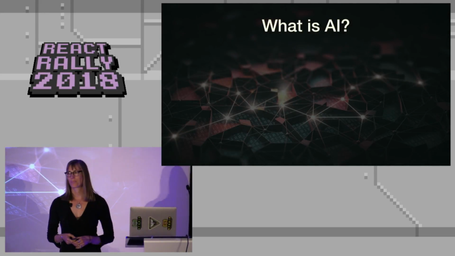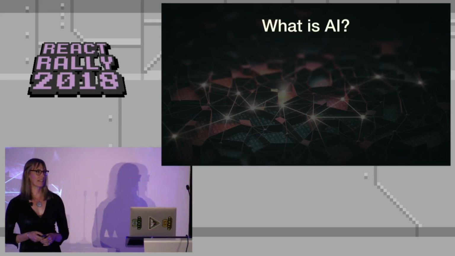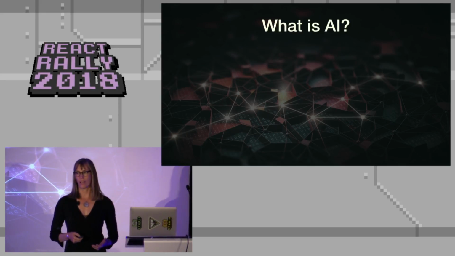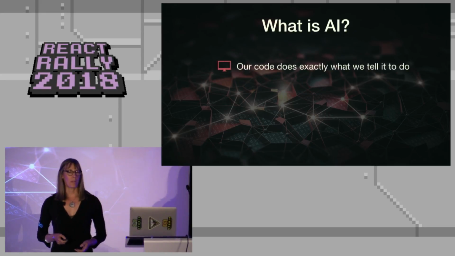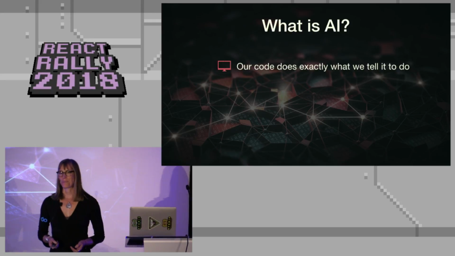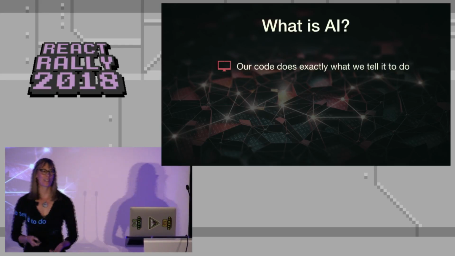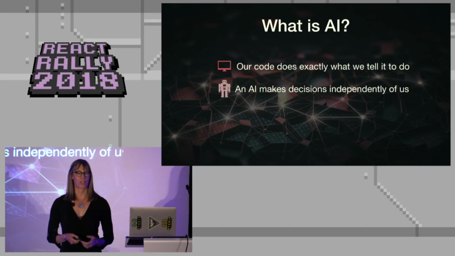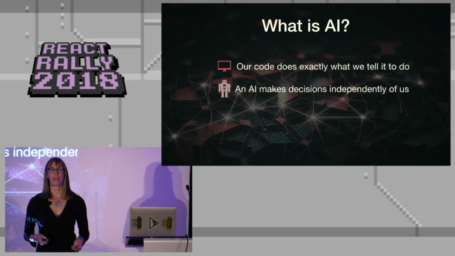So what is AI? It's something that people talk about a lot, and I think the definition is a little fuzzy for a lot of us. But basically, as software engineers, we're used to our code doing exactly what we tell it to. Sometimes it's not what we intended to tell it to do, but it pretty much does what we tell it to. So an AI is that point at which our code starts making decisions independently of us.